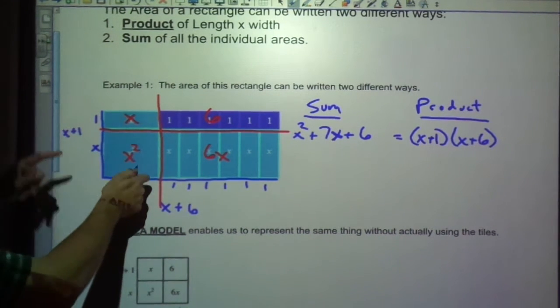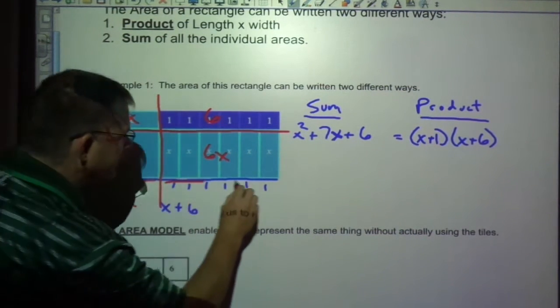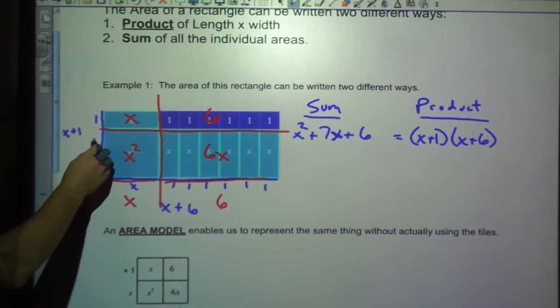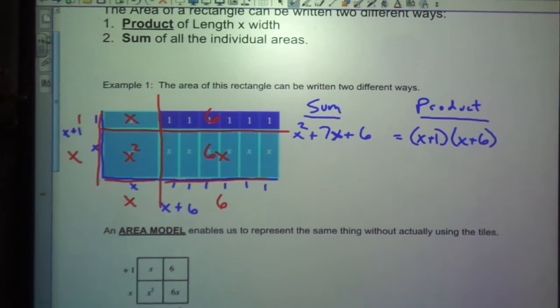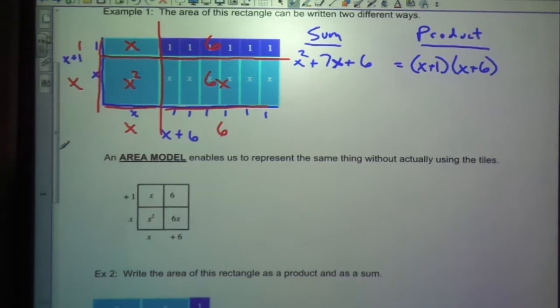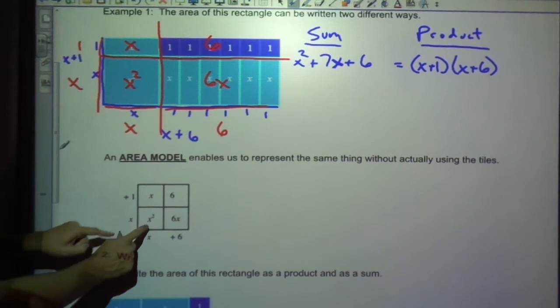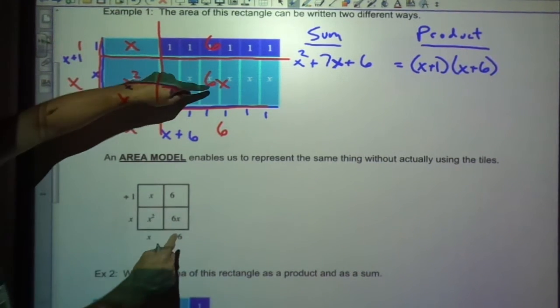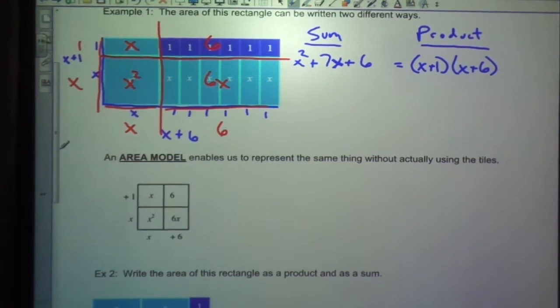Now down here, the area of this section would be x. The area of this section is 6. The area of this section is also x, and this top is 1. That's what this picture is showing. See if you can connect how this makes sense. If we don't draw all the individual tiles, but we just put the 4 sections, this has a width of 1, and this is x. When you multiply x and 1, we get x. X and x makes x squared. X and 6 makes 6x. 6 and 1 makes 6. So this is what's called an area model. We're going to move towards making area models so we don't have to mess with all the individual tiles.